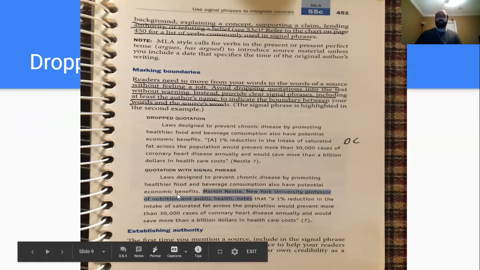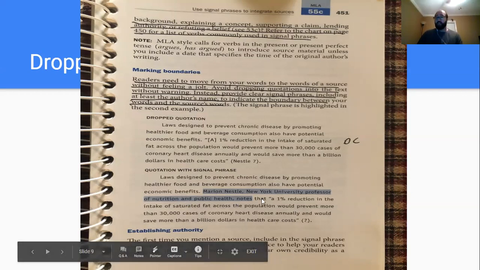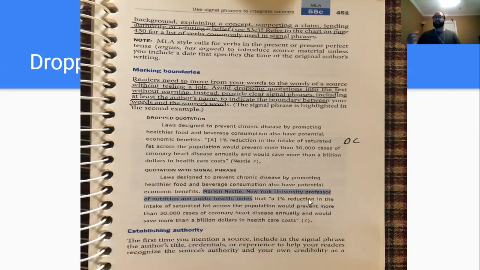Same topic sentence as the drop quote paragraph. But there's a difference. It says, Marion Nestle, New York University professor of nutrition and public health, notes that a 1% reduction. So it's just that simple little introductory signal phrase that makes the difference from providing this sort of jolt to your reader to segueing to it much easier and much smoother. And if you're looking for a word count, it's a way to get it to, if you want to be honest.